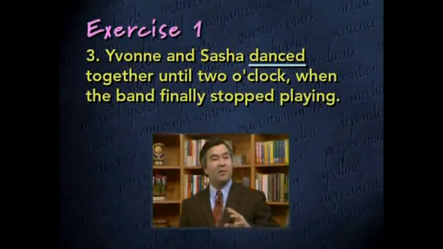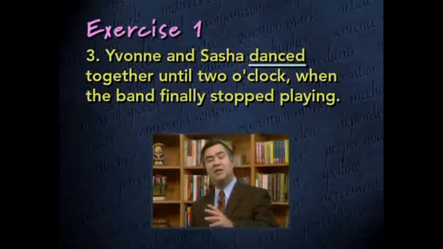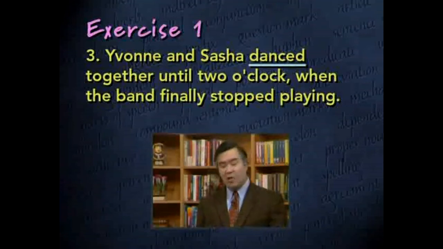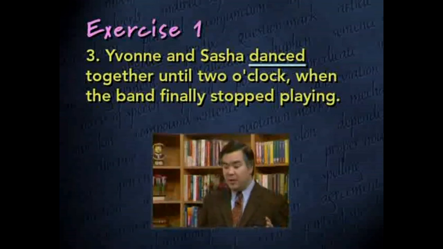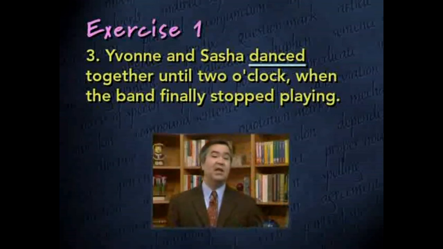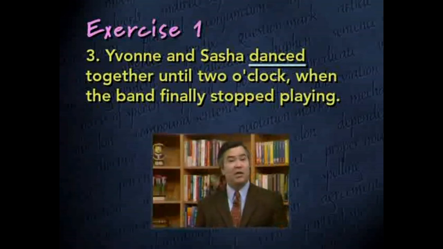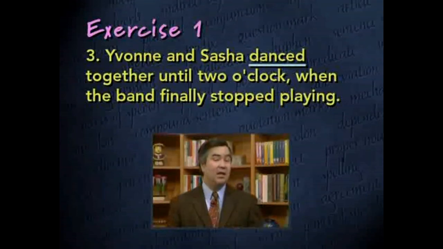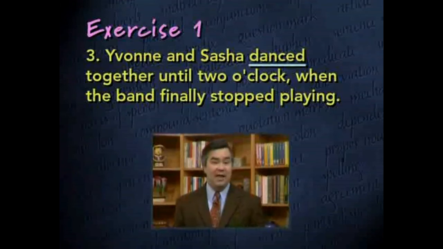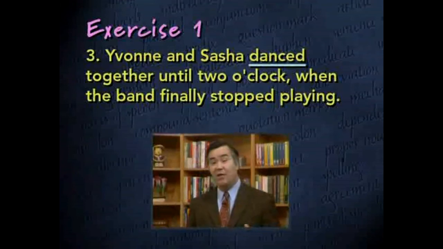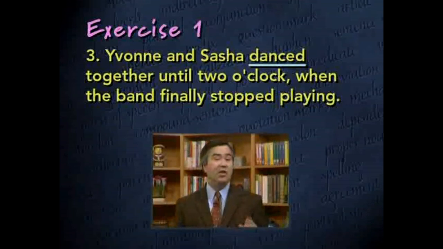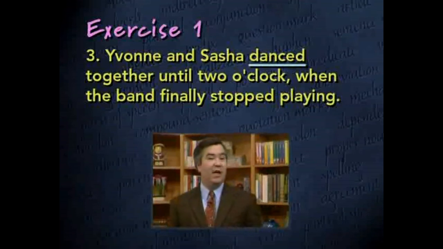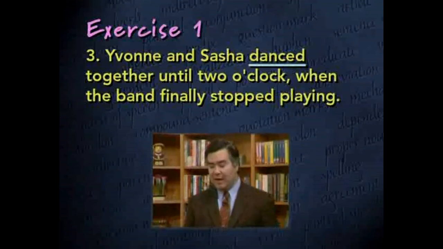Now, does the verb danced here have an object which receives the action of the dancing? That is, are we being told something that Ivan and Sasha danced? Not in this sentence. We're being told that they danced together. That tells us how they danced. And we're being told that they danced together until 2 o'clock, which is a little more information about how they danced. The word together is an adverb because it gives more information about or modifies the verb danced. It tells us how they danced. And until 2 o'clock is a prepositional phrase that also gives us more information about how they danced.